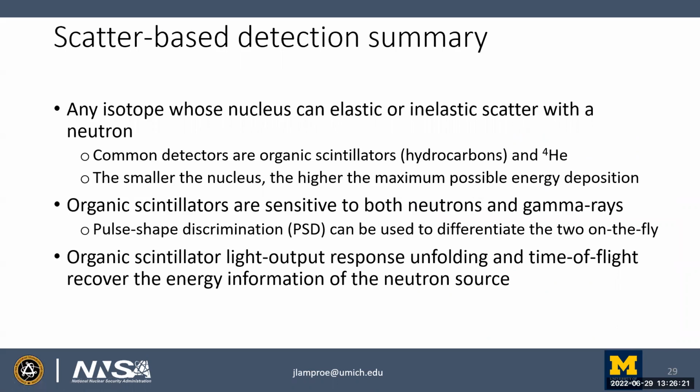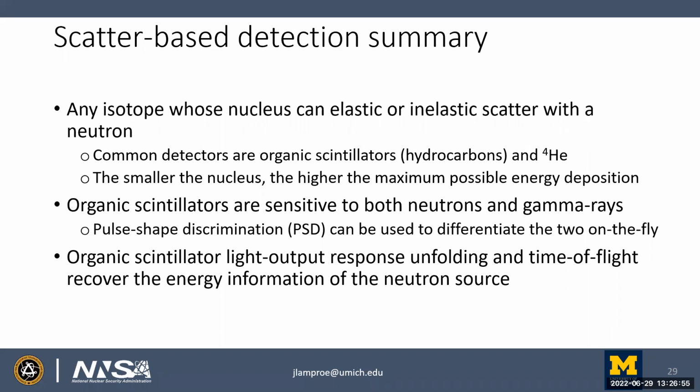And then just the scatter-based detection summary. Any isotope can be used, so elastic or inelastic scatter, but hydrogen is the one that's better used because of that A factor that I showed you. It allows for more of the neutron's energy to be imparted. So yeah, the smaller the nucleus, the higher the maximum possible energy deposition. So the hydrogen that I talked about.